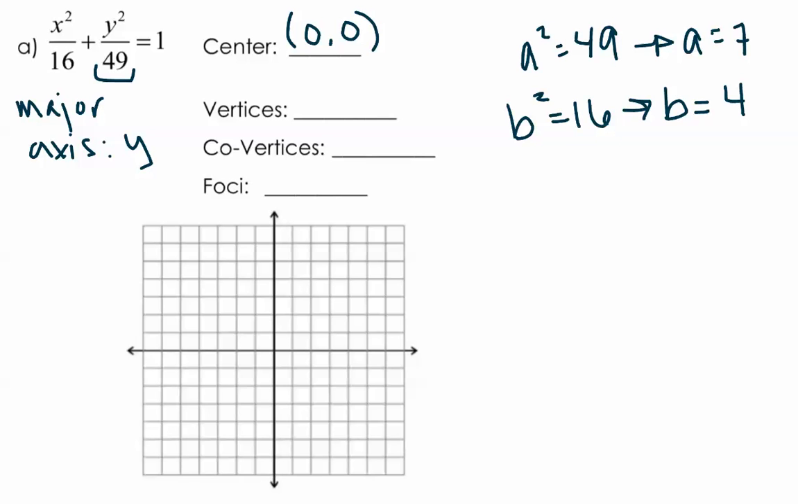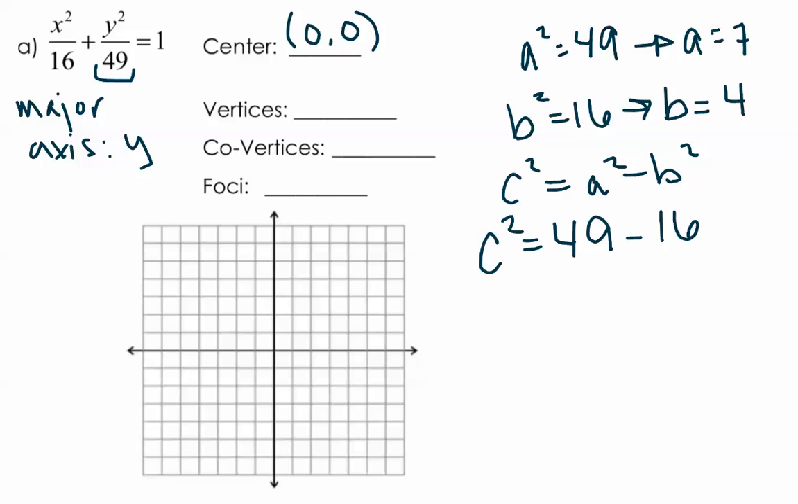And then c is your foci, and c squared comes from the equation c squared equals a squared minus b squared. Now we wrote that down on the top of your notes just a few minutes ago. So if we want to figure out what that c value is, we can now plug in a squared and b squared. So c squared equals 49 for a squared minus 16 for b squared. So 49 minus 16 is going to be 33, which means c is about 5.7.